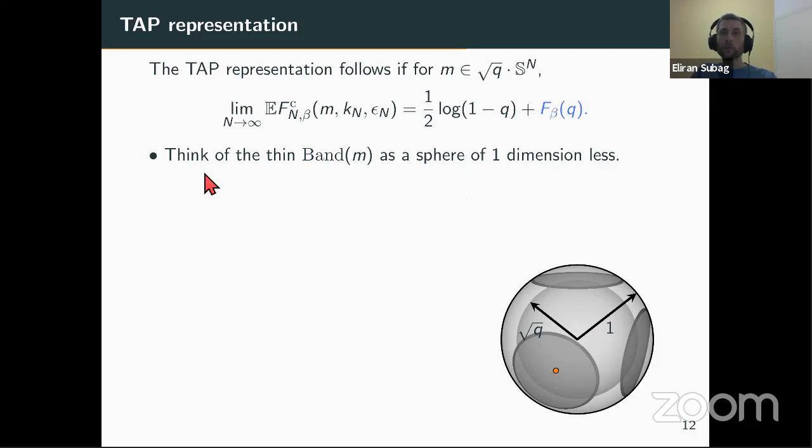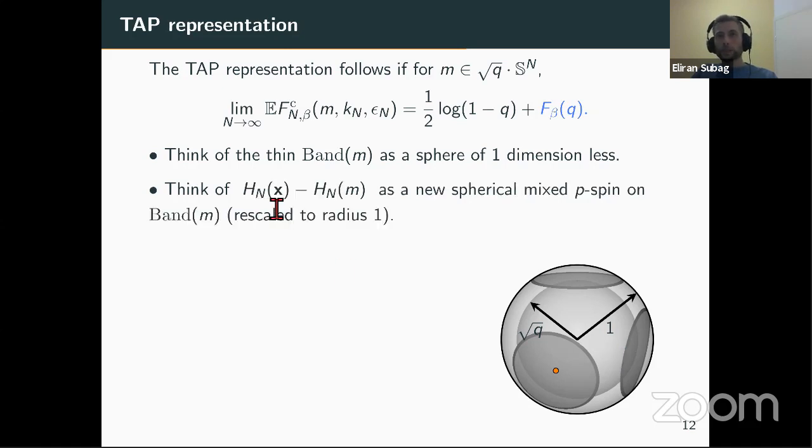And the second term arises as follows. Take one such point, and think of this as a very thin band. We took its width to go to 0 as n goes to infinity. I want to think about it as a sphere of one dimension less, since it hardly varies on this axis. And I want to look at the process with which we define the free energies, h of x minus the value at the center, as a new spherical model on this sphere.